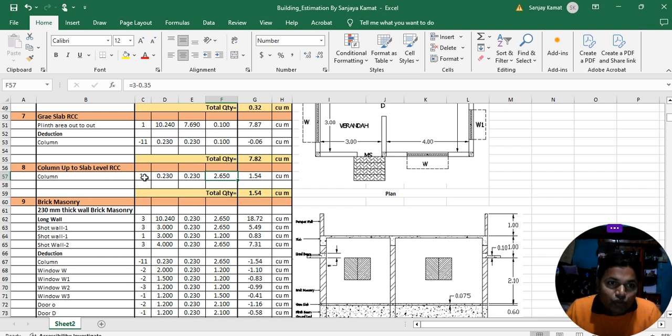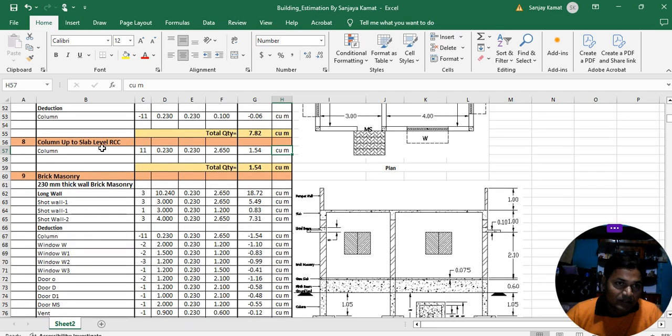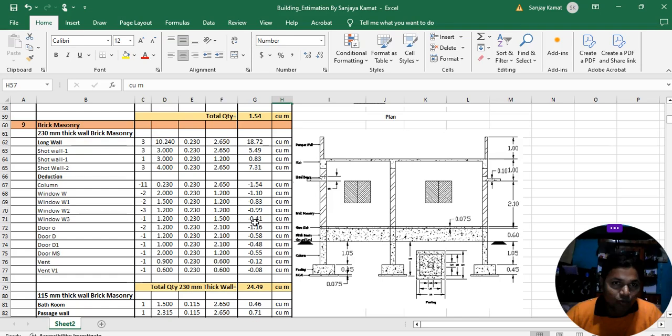So for that column we are taking 11 as the number, and the length will be how much? 2.30 meter, the breadth will be 0.230 meter, and the depth will be 2.650 meter. Once again we got the 4 values, so multiply these 4 values, and finally you get 1.54 cubic meter. So once we have worked up to the slab level RCC, now come to point number 5.